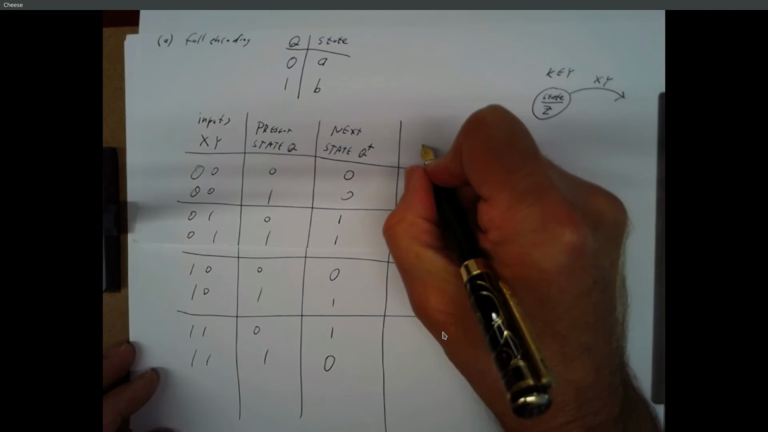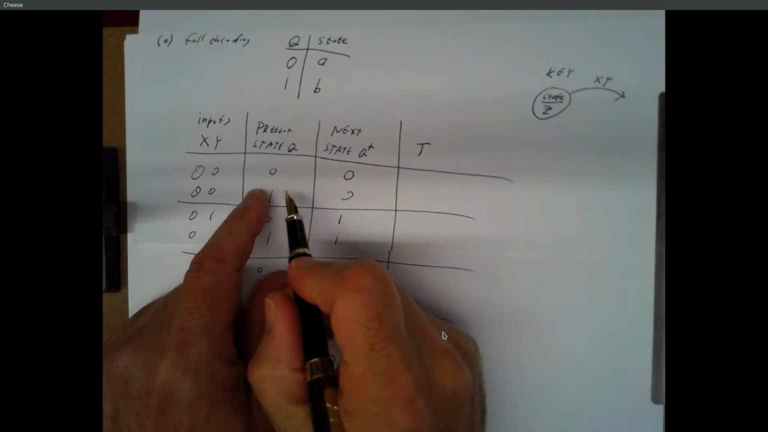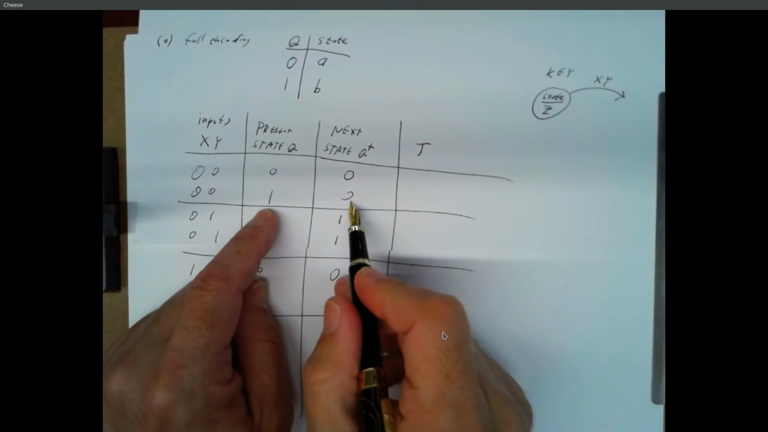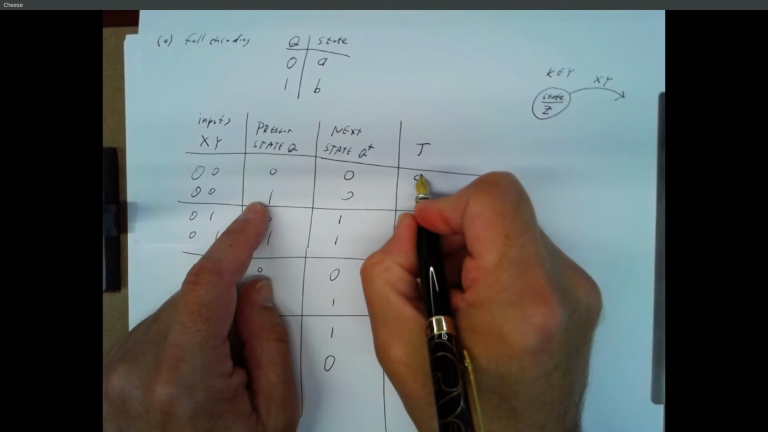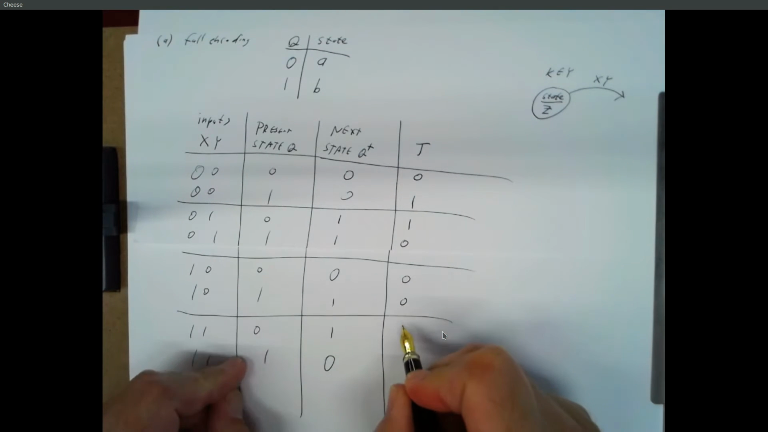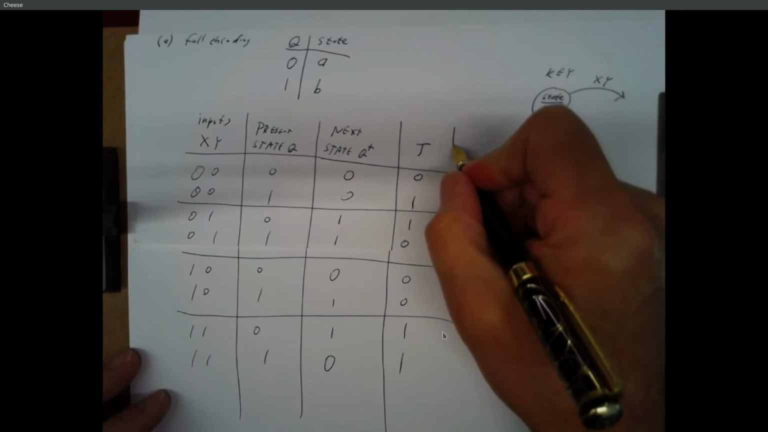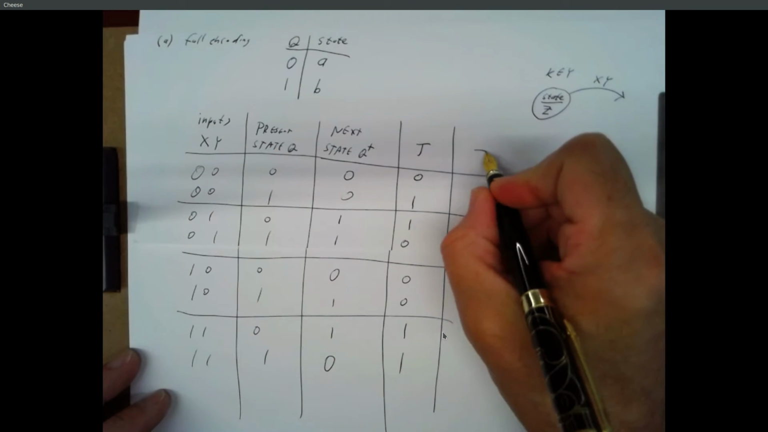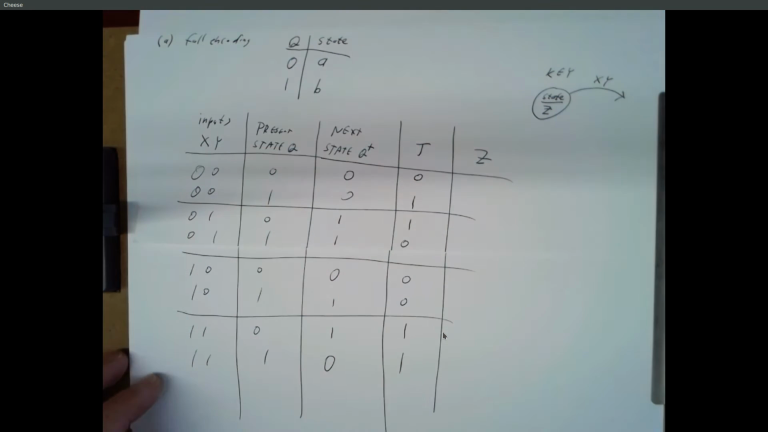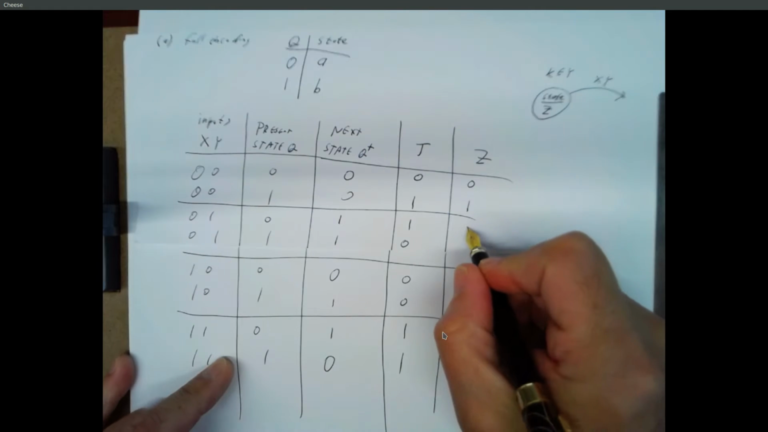And now you can fill in what the input to your T flip-flop should be. That's simply saying, do we want this flip-flop to change state, to toggle, or not? If you don't want it to toggle, set T to 0. If you want it to toggle, set T to 1. So there's the values on the T flip-flop. And then the output Z should just correspond to the state. If we're in state A, Z should be a 0. If we're in state B, Z should be a 1.